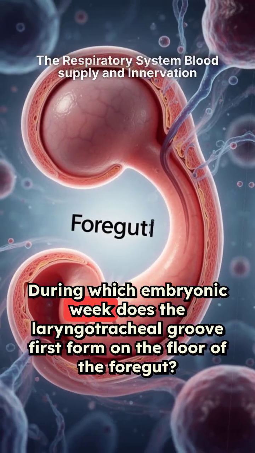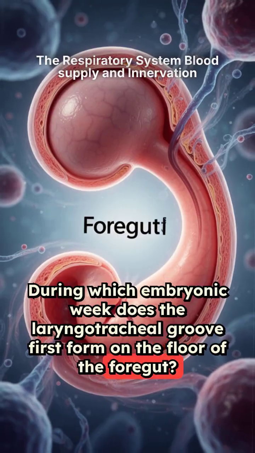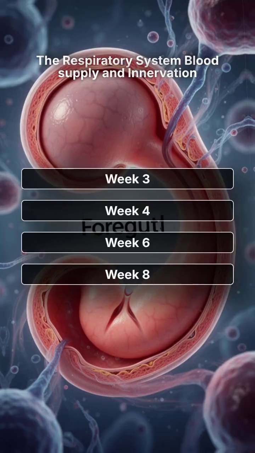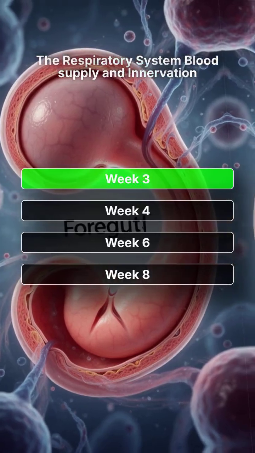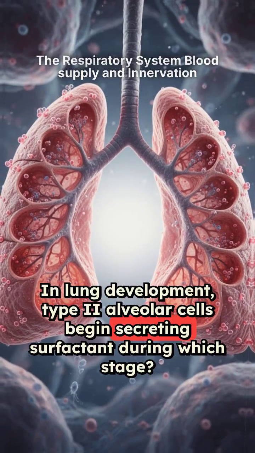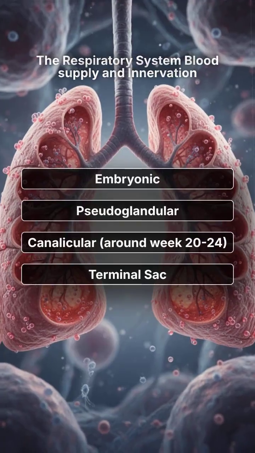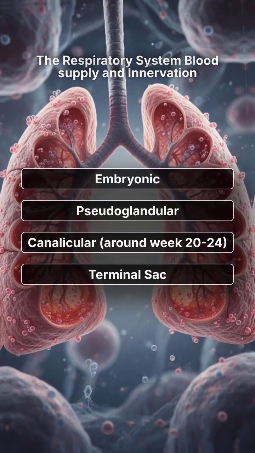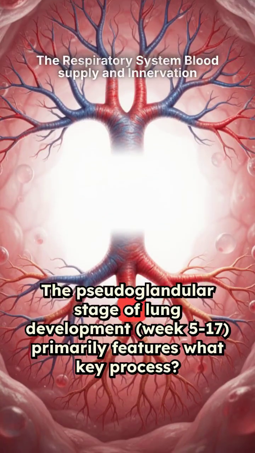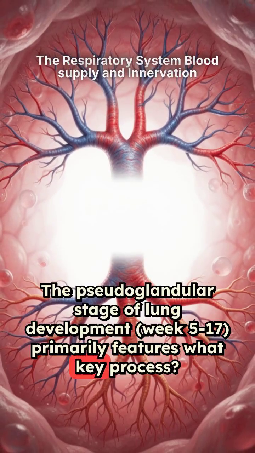During which embryonic week does the laryngotracheal groove first form on the floor of the foregut? In lung development, type 2 alveolar cells begin secreting surfactant during which stage? The pseudoglandular stage of lung development, week 5 to 17, primarily features what key process?